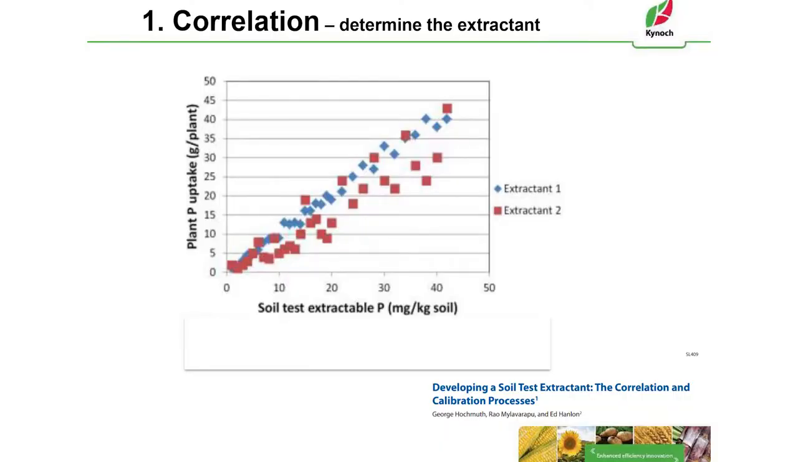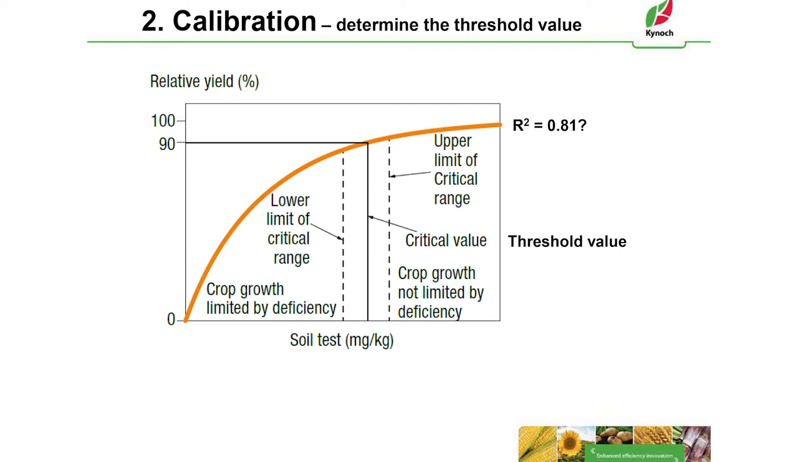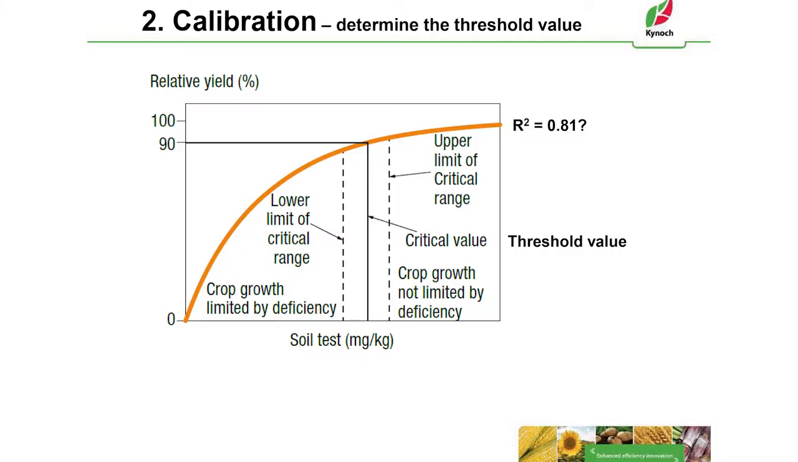Determine the extractant. Then we get to that graph, a very important graph. That is how you determine a threshold value, and you will see there, not a critical value, it's a threshold value. On the x-axis, that's the soil test, milligram per kilogram, and on the other axis, relative yield. Relative yield is the actual yield divided by, for example, the maximum yield, times a hundred as a percentage. The reason for that is as soon as you use relative yield, you take a lot of variance out, and the variance between different seasons, you take that out, and then you get a better fit for your results.